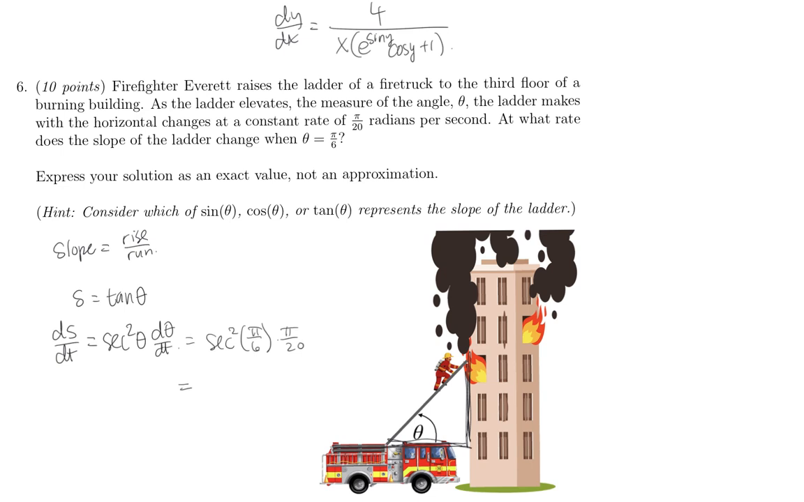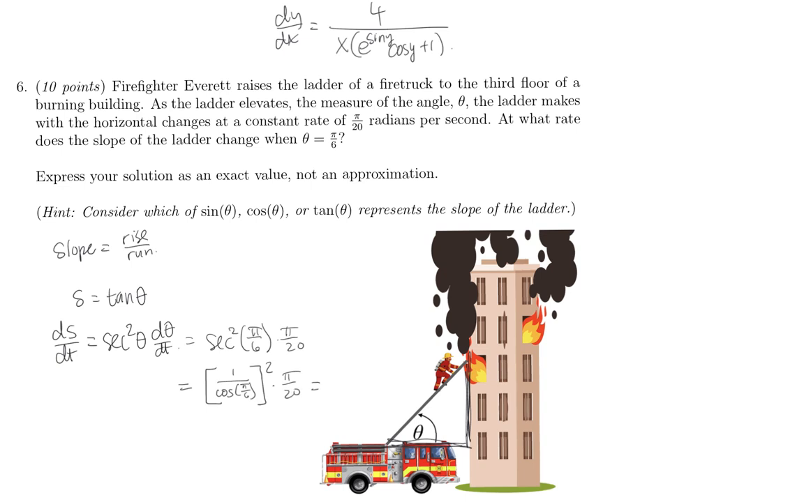Now, if you want a decimal approximation for that, you'll have to plug that into your calculator, and make sure you're in radian mode. The way you would plug that in is to recall that secant squared is 1 over cosine squared. So you open your parentheses, you do 1 over cosine of pi over 6, again in radian mode, squared, and then times pi over 20. That's how you would plug that in if you wanted to find that value.